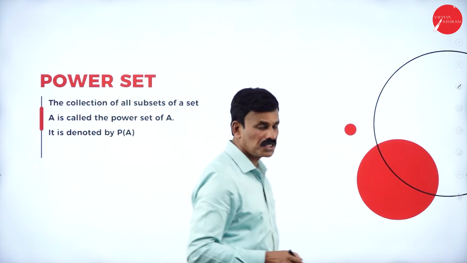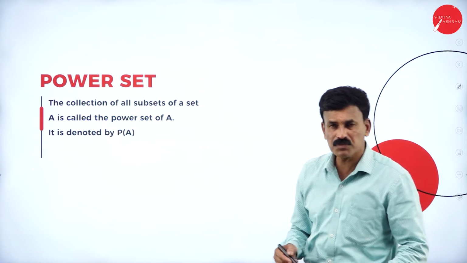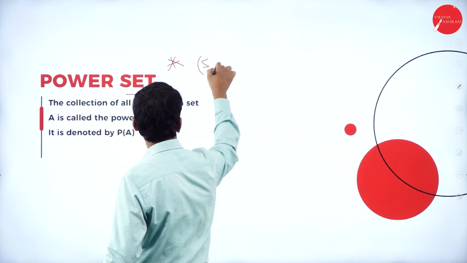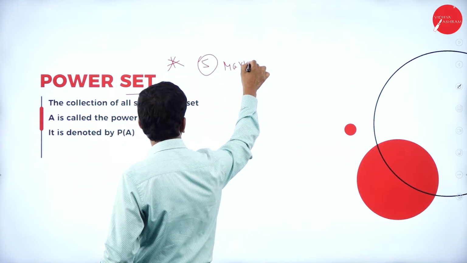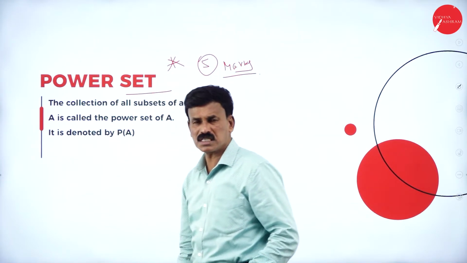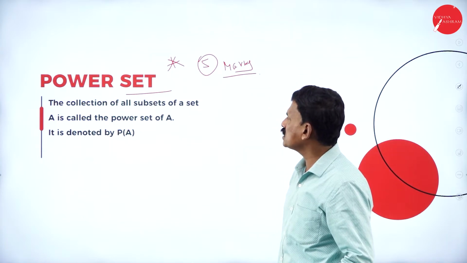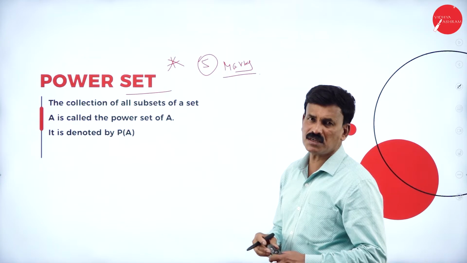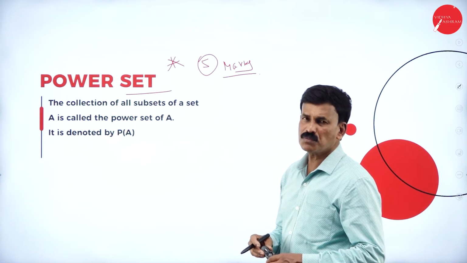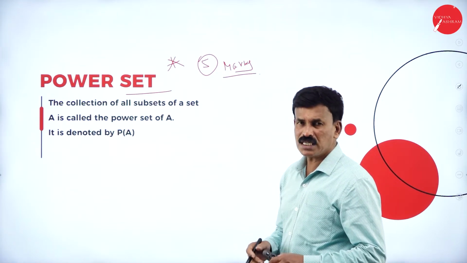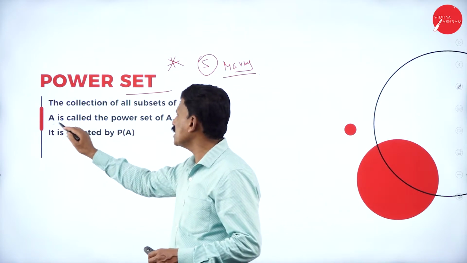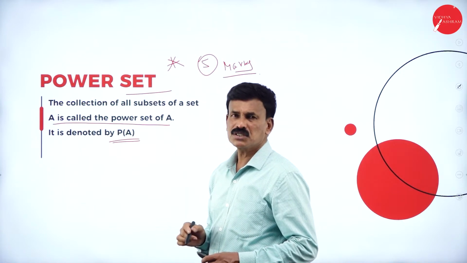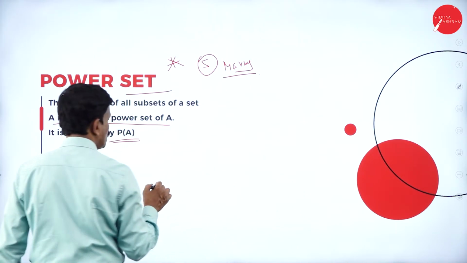Now let us come to the next concept. This is a very important concept, power set. You may expect one question for 5 marks from power set. Power set means the collection of all subsets of a set. Suppose A is a set, then the collection of all the subsets of set A is called the power set of A, and it is denoted as P of A.